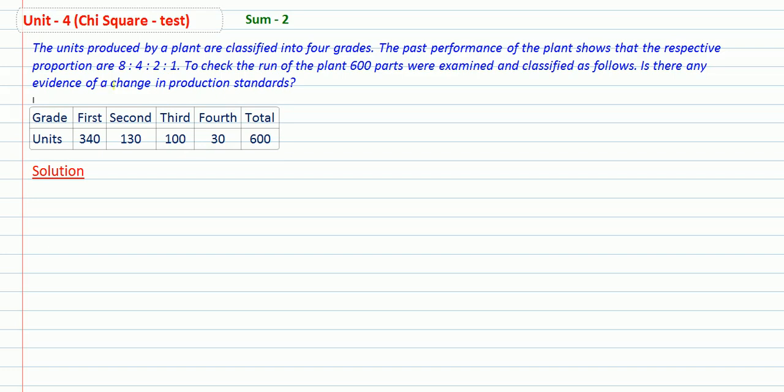Hi students, now in unit number 4, chi-square test, sum number 2. The units produced by a plant are classified into 4 grades. The past performance of the plant shows that the respective proportions are 8 is to 4 is to 2 is to 1. To check the runout of the plant, 600 parts were examined and classified as follows. Is there any evidence of a change in production standard?